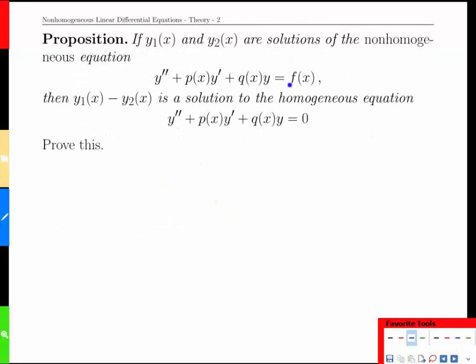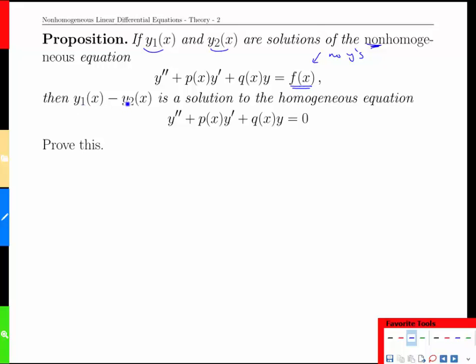So how does having some function of x, and the key thing here is that there's just no y's, but we can have potentially any function of x here on the right-hand side, play a role in our solving? Well, this little theorem or lemma here is going to help us out. If we have two solutions to the non-homogeneous, so in other words, if I plug y1 into this, I get f of x. If I plug y2 into this side, I get f of x. Then what can I say about the difference between them?